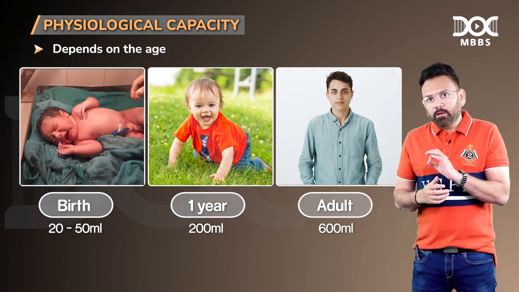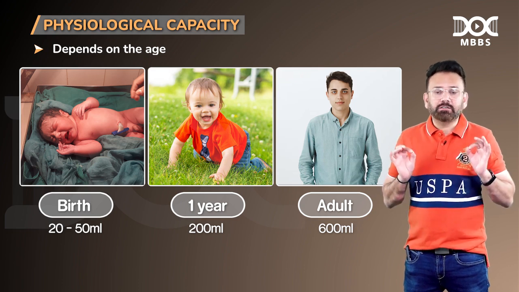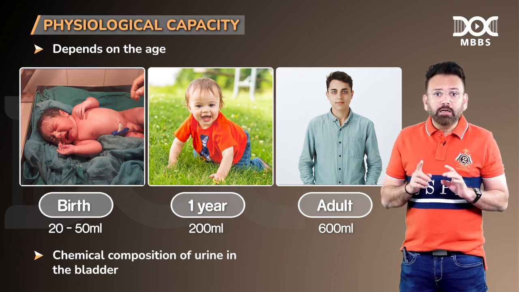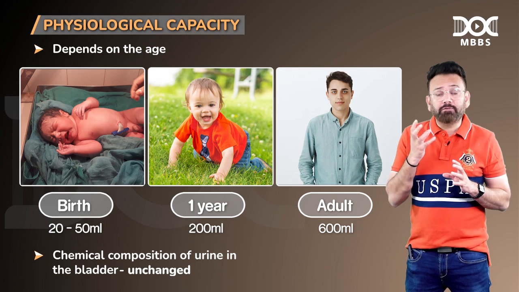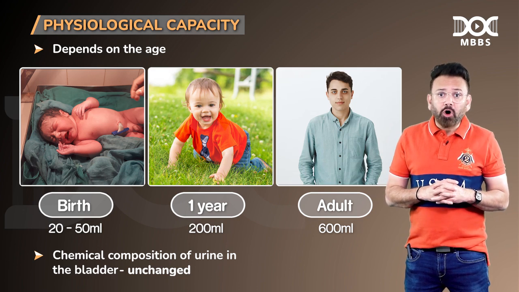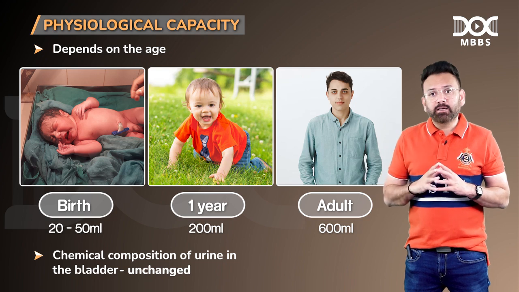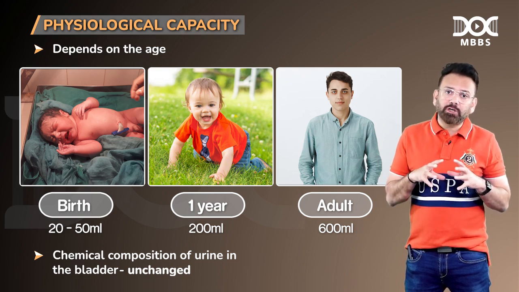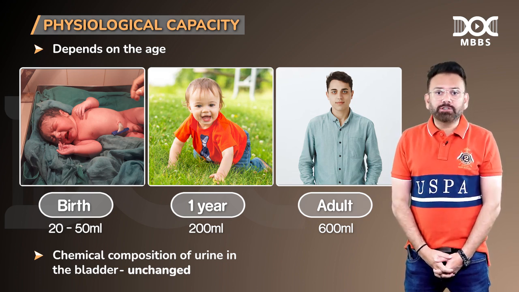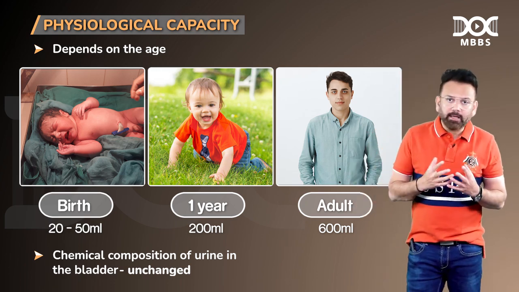Now one thing more, when urine is stored in the bladder, it remains unchanged. The chemical composition of the urine in the bladder remains unchanged because the luminal surface of the transitional epithelium, that is the urothelium, forms a complete barrier, so water and solutes cannot pass. So whatever the composition in the kidney and in the ureter, it will remain the same in the bladder. It does not change after storage because there is a barrier. This is about the physiological detail of your bladder.